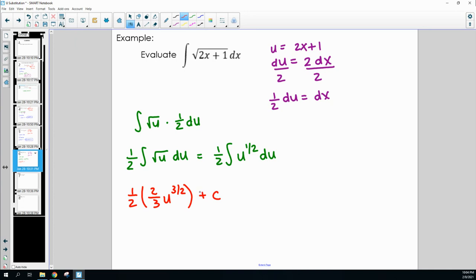Okay, so notice I put the c on the outside. I could put the c on the inside, but 1/2 times a constant c is still going to be some constant c, so we're just going to leave that. Now when I multiply this together, this is just going to give me 1/3 u to the 3/2 plus c. And then again, our last step is to make sure to plug back in our expression for u. So we have 1/3 (2x plus 1) to the 3/2 plus c.